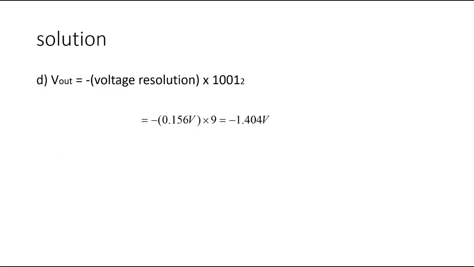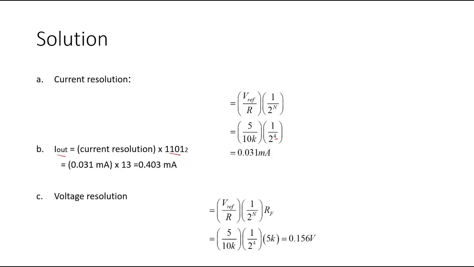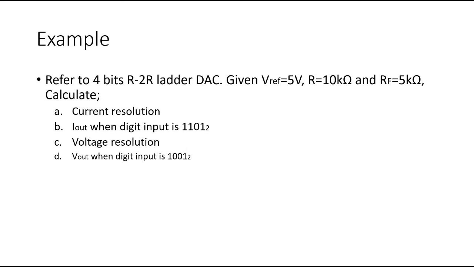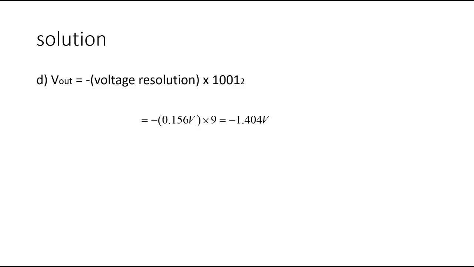And then V out kita, kalau kita tengok, this will calculate V out when digital input 1001. So kita just use the equation, minus voltage resolution multiply with 1001. So convert to decimal 9. So kita akan dapat minus 1.404 volts.